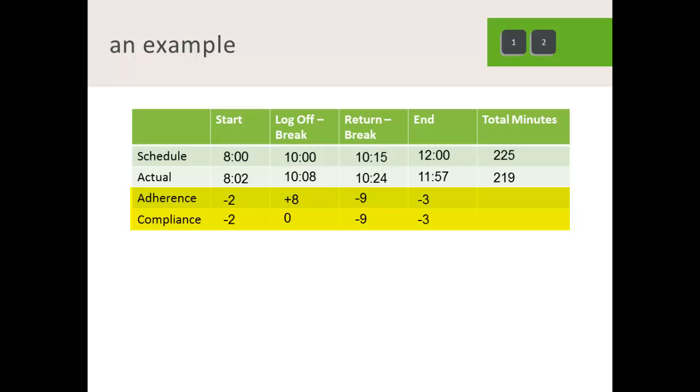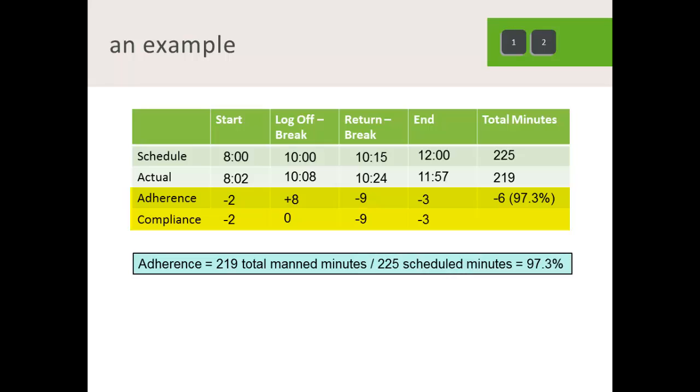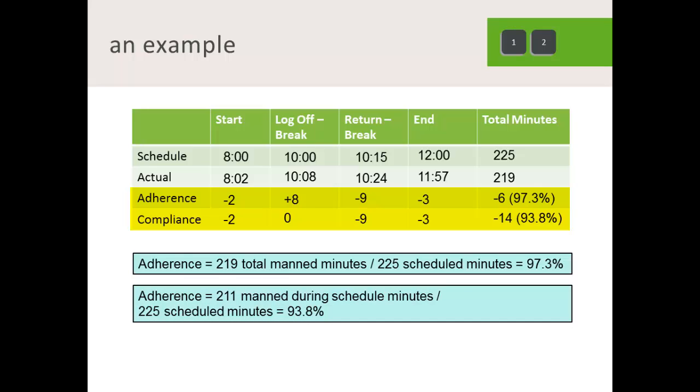So, if you add that line across for adherence, -2 plus 8, -9, -3, you get a -6. You take 6 from 225, that's going to be 219. 219 divided by 225 gives you a 97% adherence rate. Add up compliance going across. -2, 0, -9, -3. You get a -14. You take that from the 225 total. You have 211 divided by 225. You get about a 94%. So about 3 percentage points lower. And that's pretty common when you look at those two calculations.